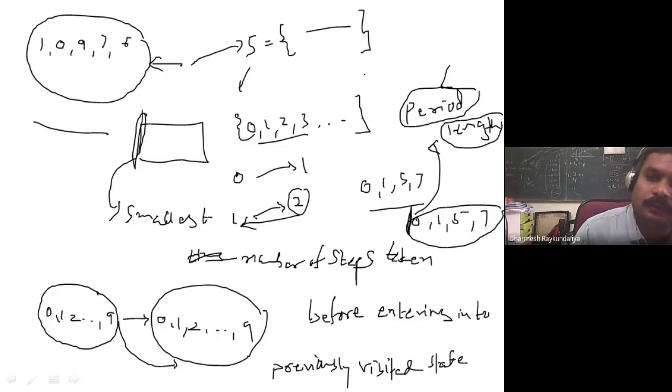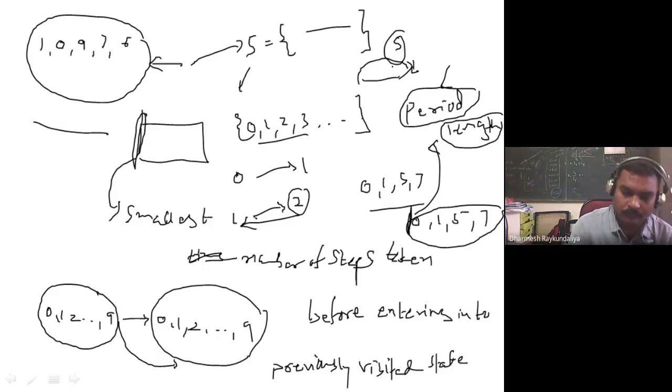Okay, so if the period length is 5, it means after the first 5, whatever numbers you get are nothing but the first ones repeating. So the period length is 5. Getting my point? It is the smallest number of steps taken before entering into a previously visited state, meaning the first number that came is repeating.